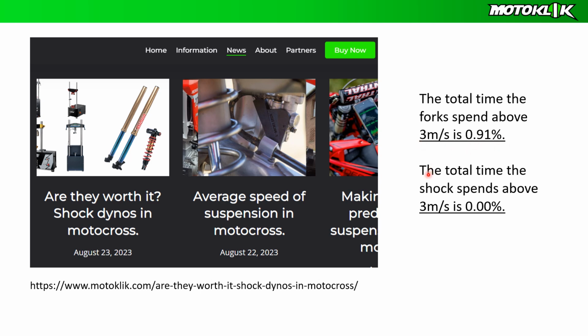the time, and the total time that the shock spent above 3 meters per second was even less than that again. So really, from a resolution point of view, you're talking about less than 1% of the time where the resolution becomes an issue, and you can very well rely on the statistical analysis to compare the full data set with one another.